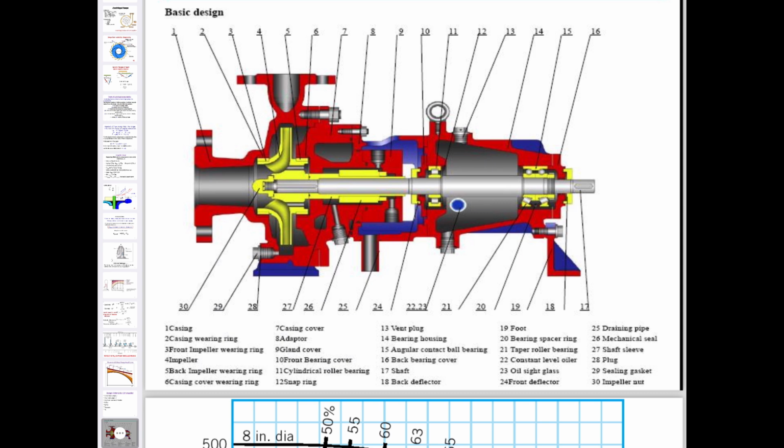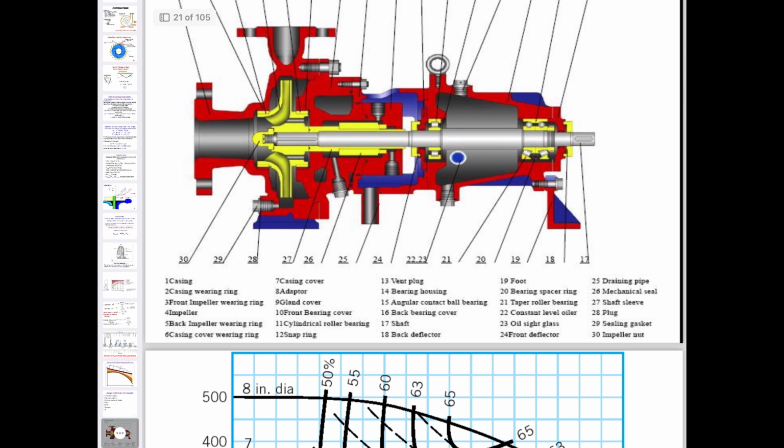contact, oiler, 25 is a pump, 26 is mechanical seal, 27 is shaft sleeve, 28 is plug, 29 is sealing gasket, 30 is impeller nut. There are more parts depending on the centrifugal pump, in assembling and disassembling work.